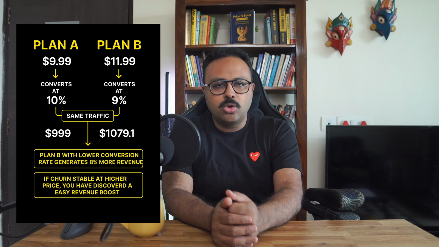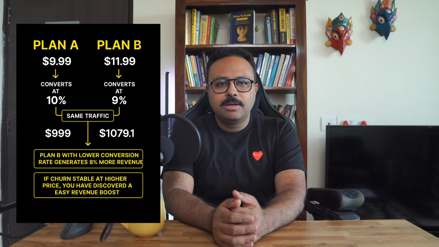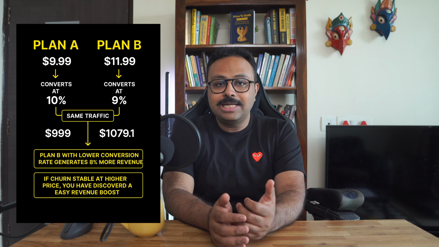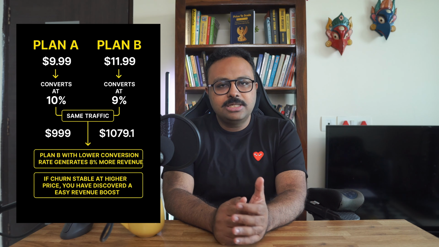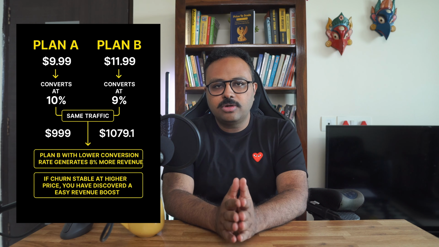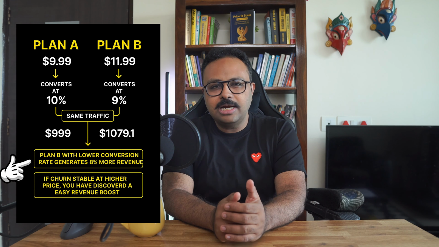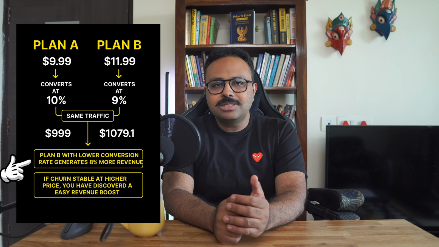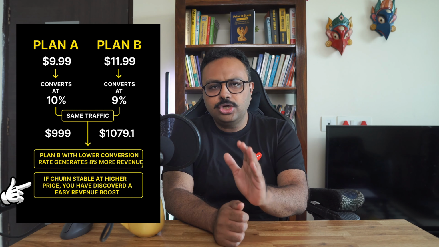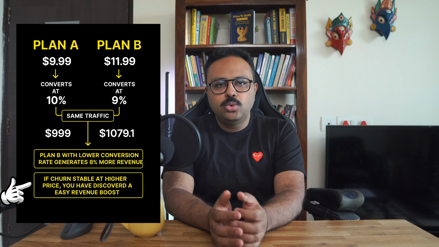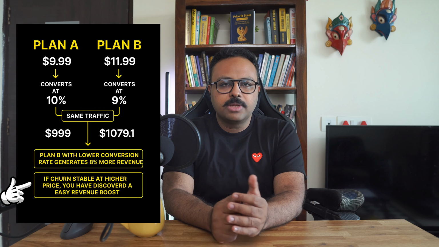Let's look at a more concrete example. Imagine this scenario. Plan A at $9.99 converts at 10%, generating $999 from 1,000 visitors. Plan B at $11.99 converts at a slightly lower 9%, but generates $1,079 from the same traffic. Plan B has a slightly lower conversion rate but produces 8% more revenue. If churn remains stable at the higher price, you have discovered an easy revenue boost. Instead of guessing, now you have evidence to confidently select the optimal price.